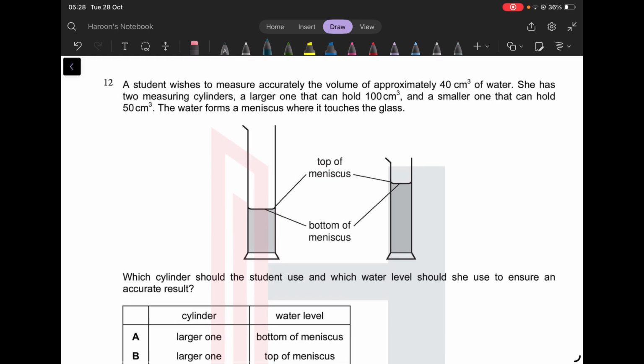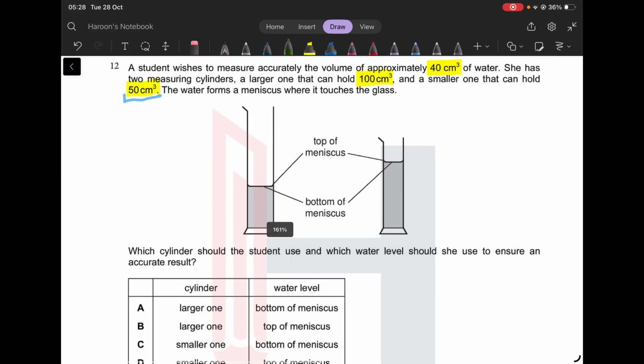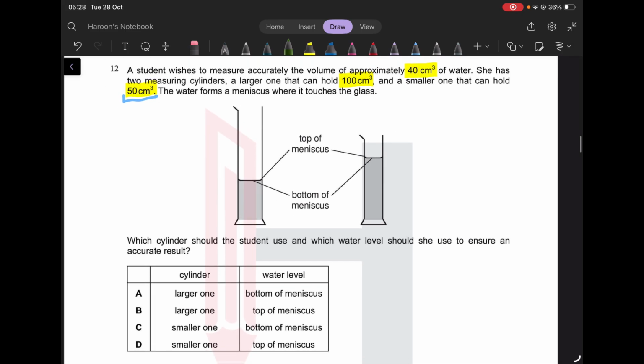Okay, now a student wishes to measure accurately the volume of approximately 40 cubic centimeter of water. She has two measuring cylinders, a larger one that can hold 100 cubic centimeter, a smaller one that can hold 50 cubic centimeter. The 41 can actually fit into this smaller one as well, because its maximum reading is this. The water forms a meniscus where it touches the glass. So, which cylinder would the student use, and what is the water level?